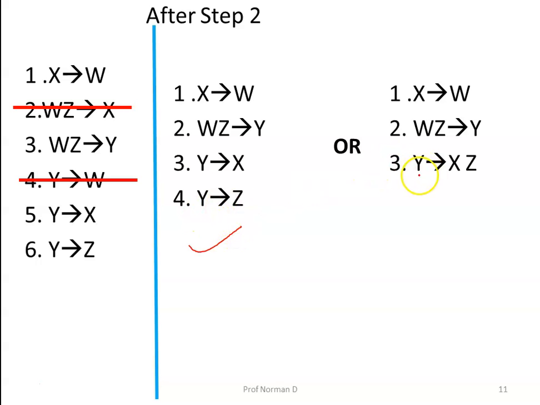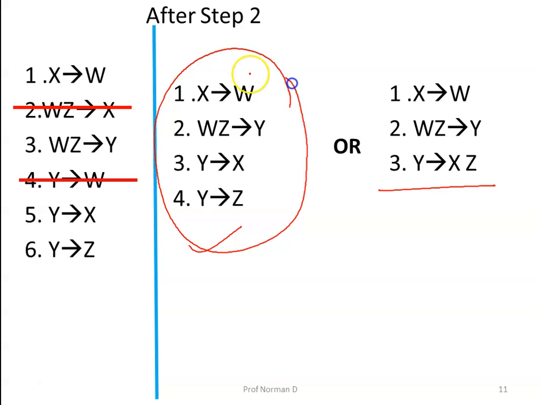Here I have applied the union rule and combined FD number 3 and FD number 4 as one, and I have shown it as only 3 FDs. So basically the output as of now is this. Our elimination of redundant elements on the right hand side is done.